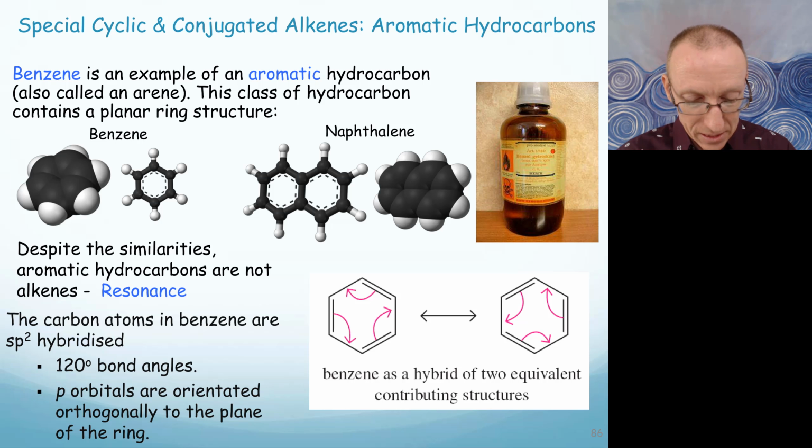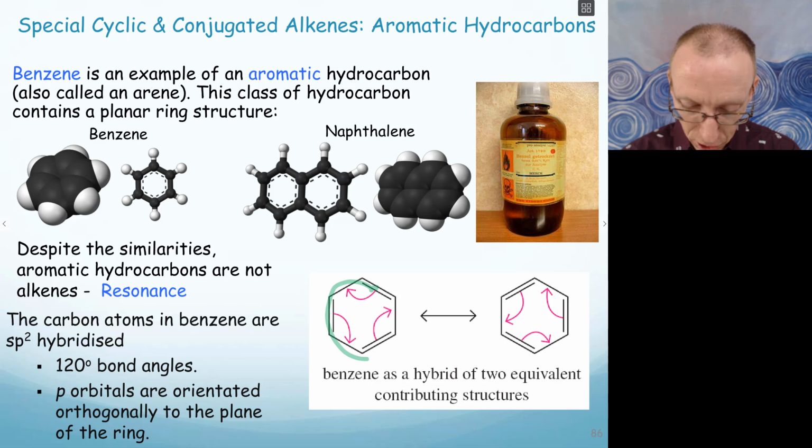So despite the similarities in structure of aromatic hydrocarbons and alkenes, obviously we draw them with double bonds, they're really quite different in structure, and that's because of resonance. So the carbon atoms within benzene are all sp2 hybridized, and we have 120-degree bond angles. And we can draw 2 different resonance forms for the structure of benzene.